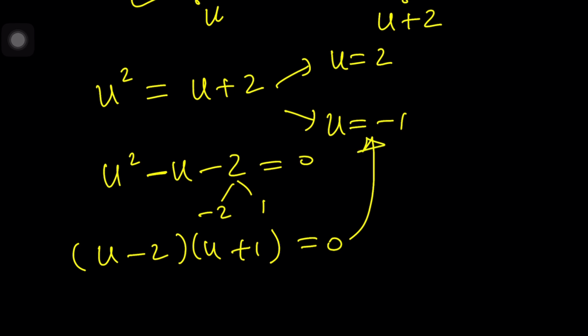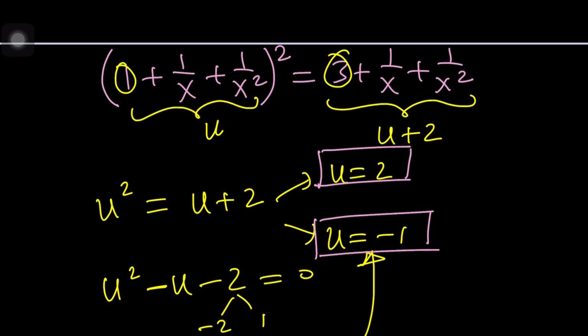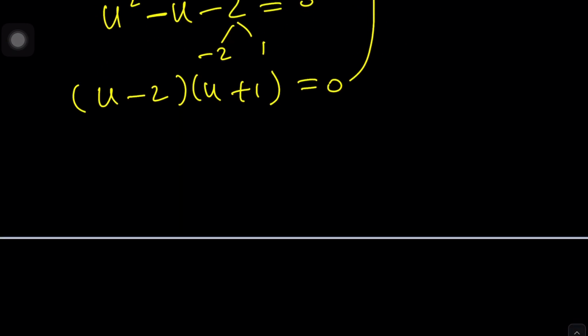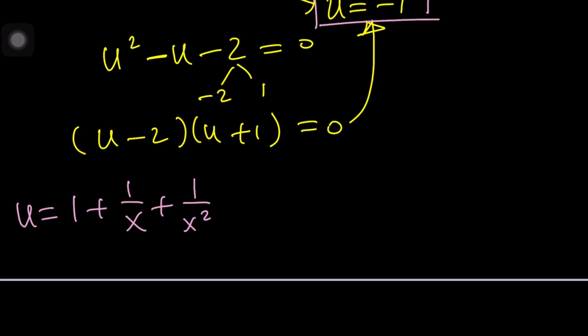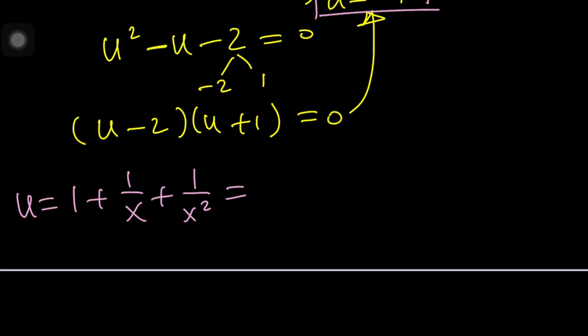Make sense? But these are just the u values, okay? We're going to go from these to x. How? By back substitution. Let's go ahead and back substitute. u equals 2, what is u though? 1 plus 1 over x plus 1 over x squared. Nice. This is u, okay? This is not u, but this is u, the letter. And u is equal to 2.